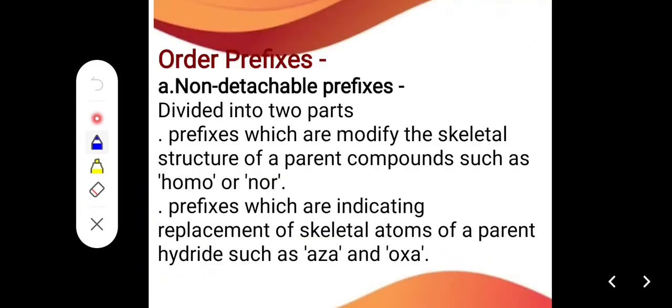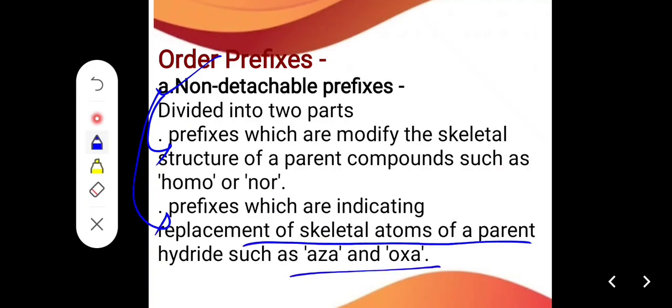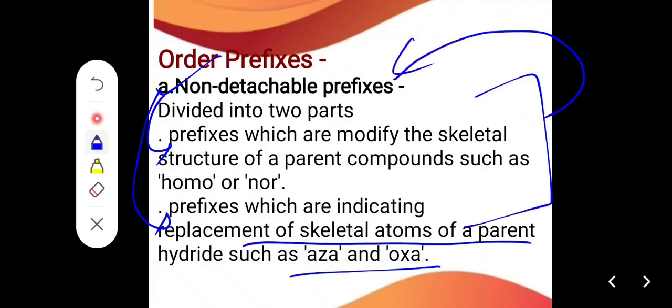Now, order of prefixes. Prefixes are basically of two types: one is non-detachable, the other is detachable. Non-detachable is also divided into two categories. One is prefixes like homo and nor, used for specification or modification of skeletal compounds. The other, that is aza and oxa, should be used for the replacement of any carbon or hydrogen atoms by these heteroatoms only. Both are considered non-detachable prefixes.